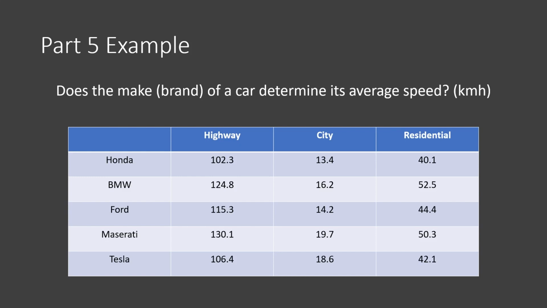As you can see here, this is similar to the data that we had in part 4, but in this case, instead of just Honda and BMW, we have three more makes: Ford, Maserati, and Tesla. On top of that, we also have three driving conditions, or scenarios: the highway, city, and residential. With all the information you learned through the previous parts, how would you solve a question like this that has multiple groups and multiple conditions? Well, right now you can't, but that's what this video is supposed to show.